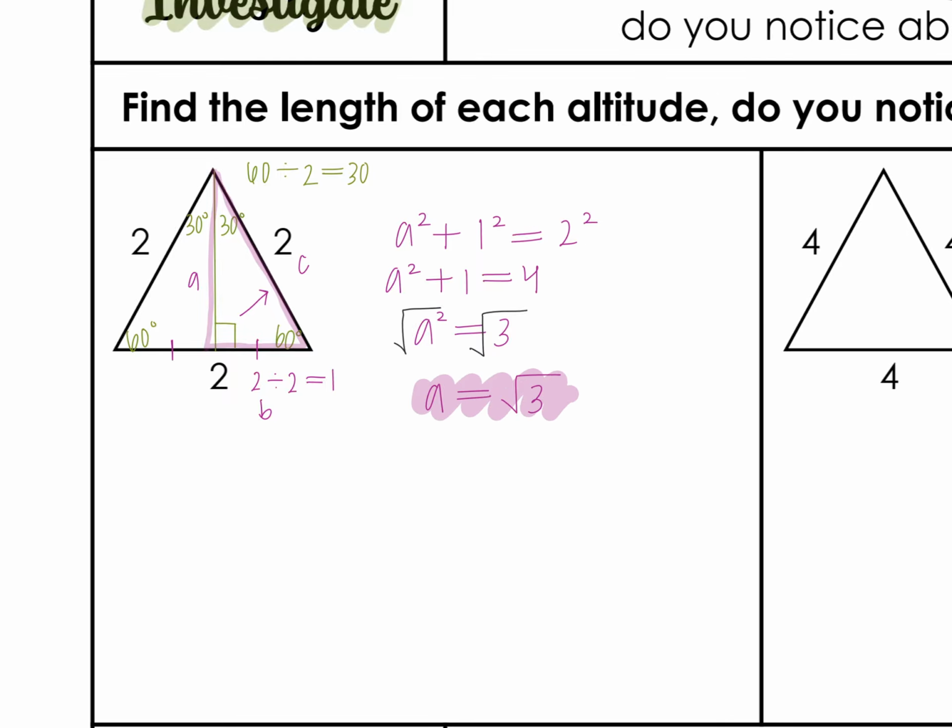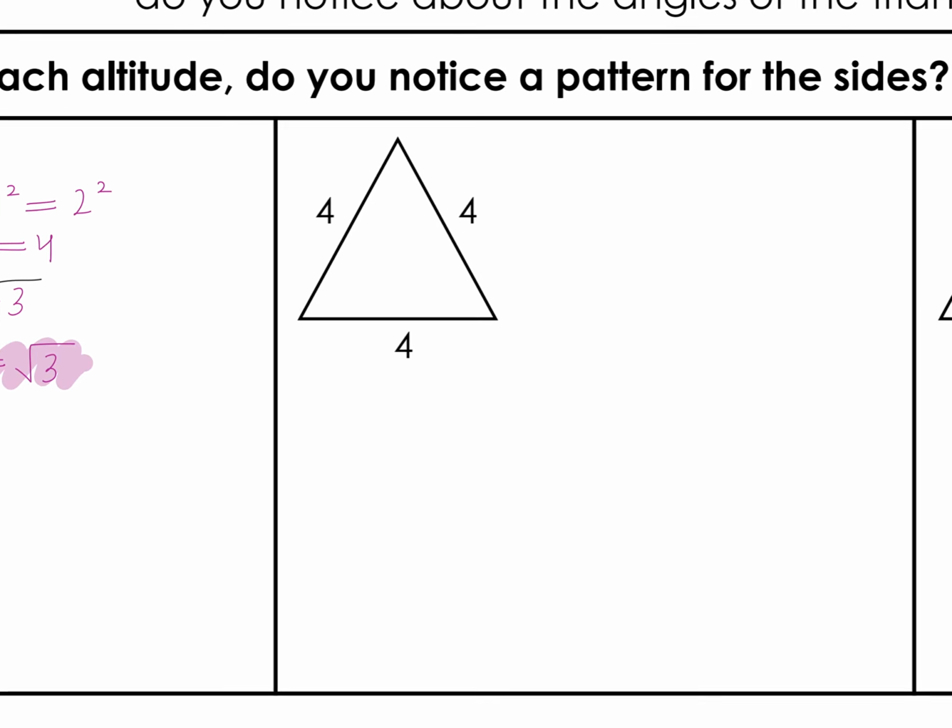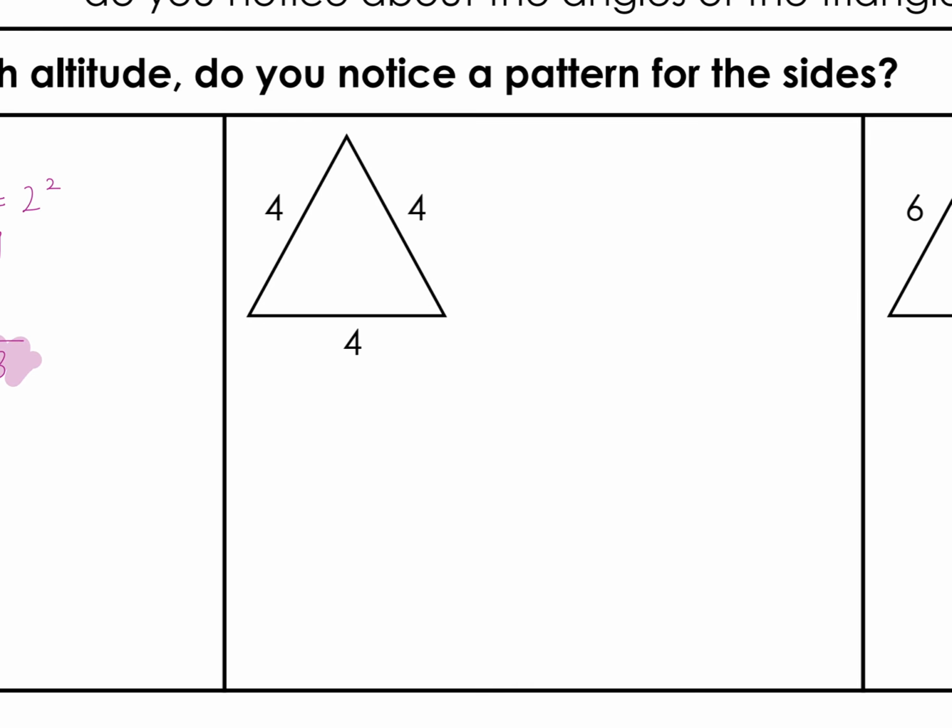Okay, so now let's look at this middle one and see if we're noticing a pattern. I'm going to draw my altitude. Okay, and so then remember we're going to have that 90 degree angle. And we are going to be bisecting this side here. So I'm going to get that 4 divided by 2 is giving me a length of 2.